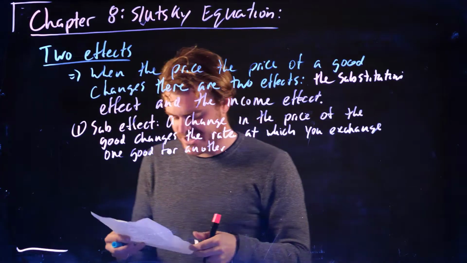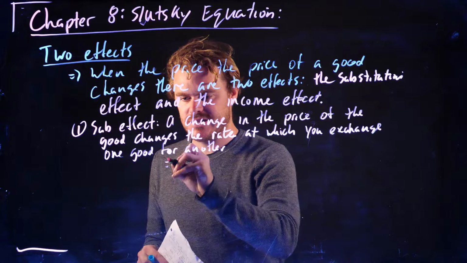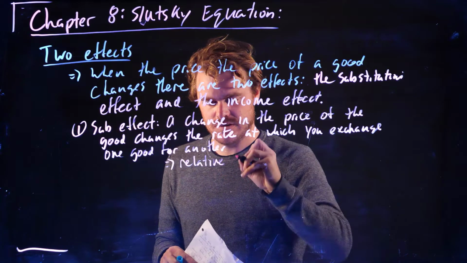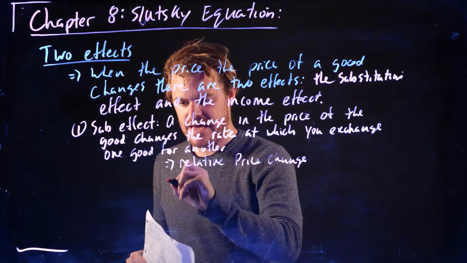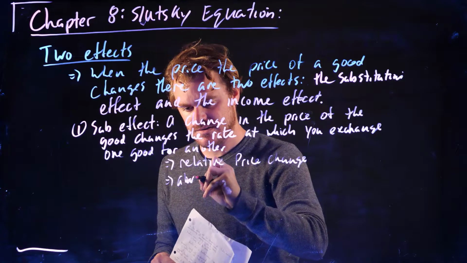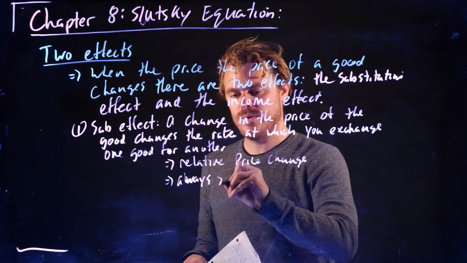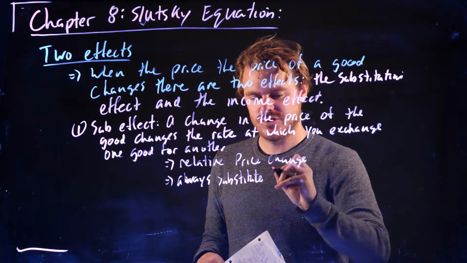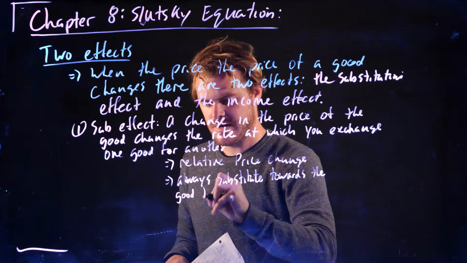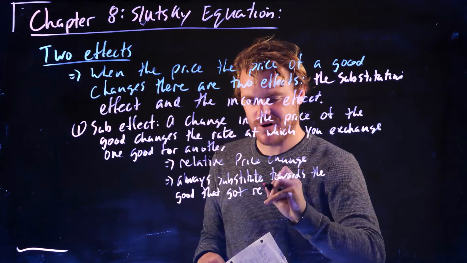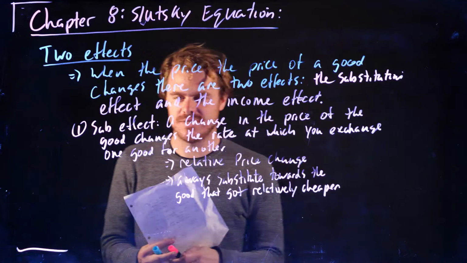So in other words, it changes the rate at which you give up one good to get a bit more of the other good, right? So this is just a relative price change. And what we're going to do here, and we'll talk about this a little bit later in a future video, is we're always going to substitute towards the good that got relatively cheaper. So we always know the direction of this substitution effect.